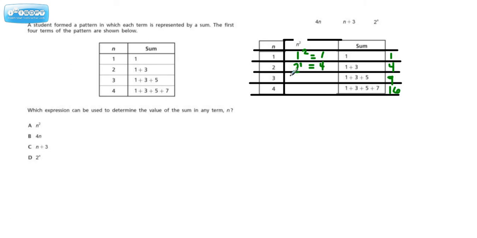Let's try it for the next one. We're taking the value for n, which in this case is 3, and we're squaring it. That equals 9. This matches that, so that looks promising. Let's make sure it works for the last value. If we square 4, that equals 16. And since 16 equals 16, this is looking like it's going to be a yes. But before we pick that, we would want to try the other functions.